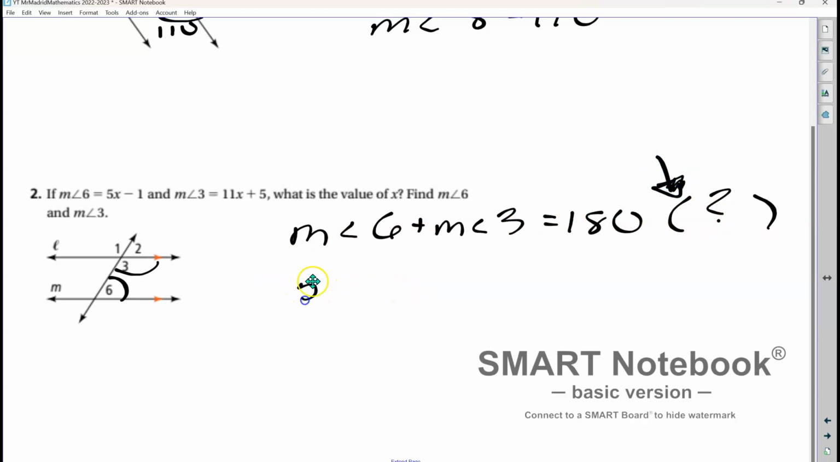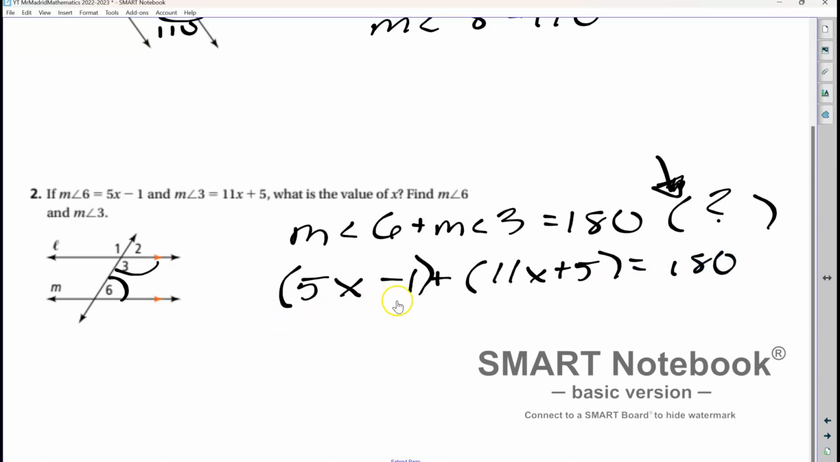So we have 5x minus 1 plus, I substituted, 11x plus 5 equals 180. And we did some quick algebra, which you guys have proven yourselves to have mastered, and that's what? 16x minus 4 equals 180. We add 4, we got 16x equals 184.